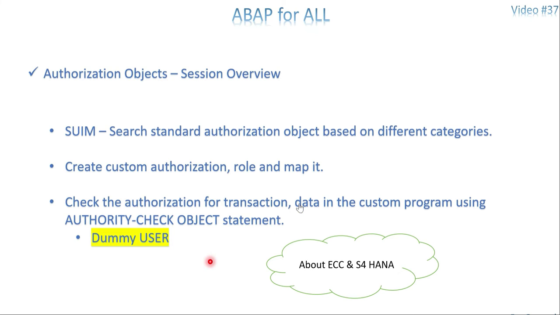I'm going to use S4HANA only, because in ECC I don't have authorization to display the details. I have authorization for the SUIM transaction, but once the search completes, it shows an error: you don't have authorization to view all the profiles or user groups, whatever it is. So that is the reason I prefer to use S4HANA for this practice.